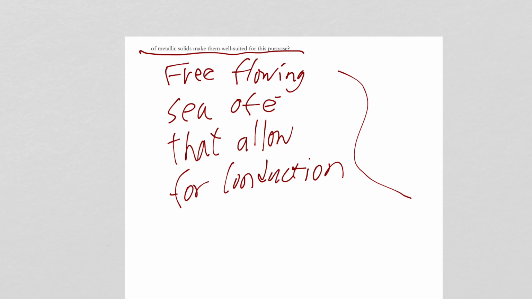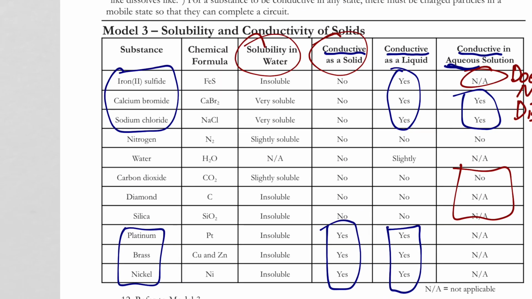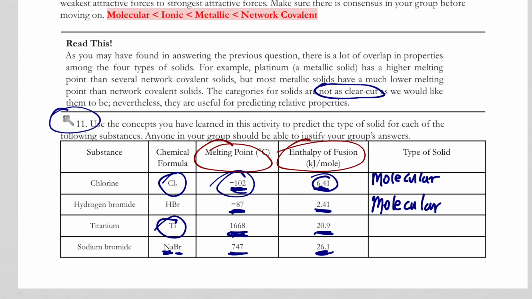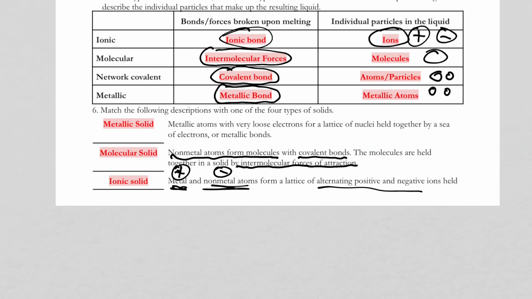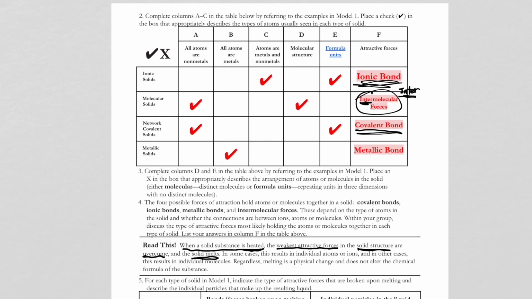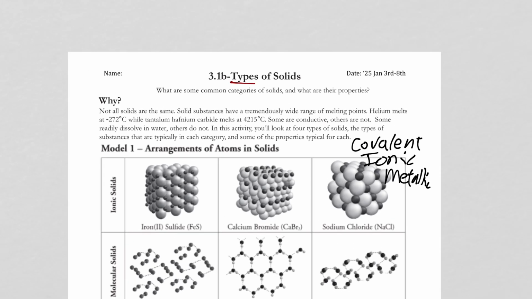All right. So in the next class, we will be classifying various compounds based on the properties of whether or not it is soluble, whether or not it's conductive as a solid, liquid, or in an aqueous state, and also its melting point, enthalpy of fusion, and what their electronegativity values are, because those are all factors that we will be using to figure out conclusively what type of solids and what type of bonds are holding those solids together.